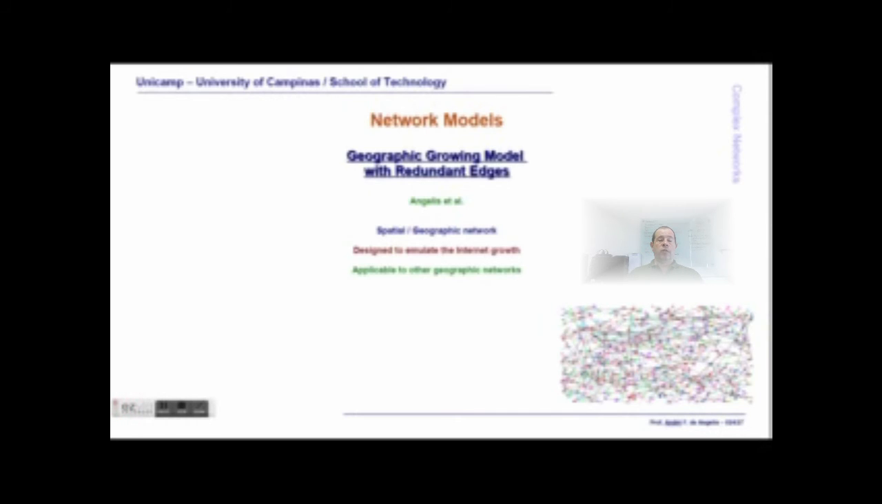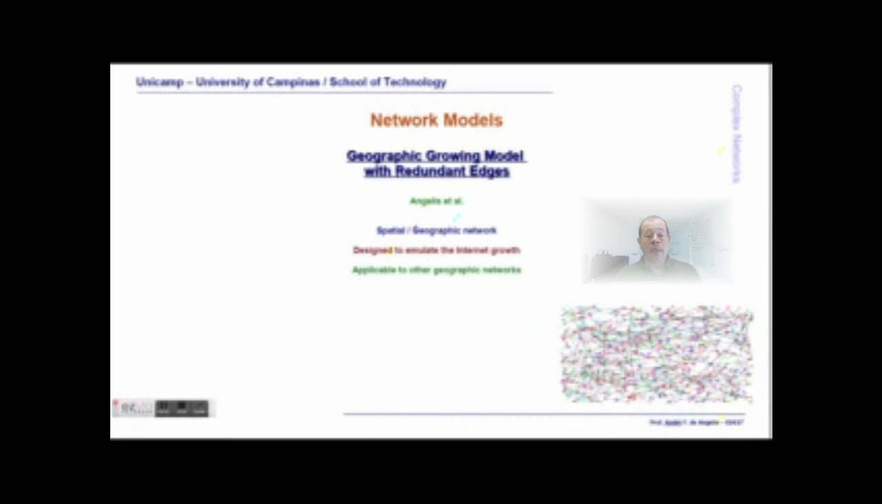We saw several of them until now, and I will talk about a network model I developed some time ago. This is a geographic or spatial or geometric model, it depends on the author. You see these different terms to say that geographic models or spatial models are models that consider some physical frameworks, some restrictions, some constraints over the network, usually the network growth.